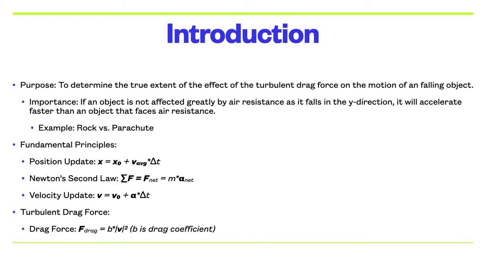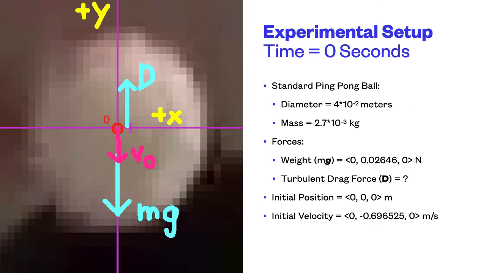The fundamental principles involved in this lab were the position update formula, Newton's second law, and the velocity update formula. The turbulent drag force was also used. This essentially says the drag force is directly proportional to the square of the magnitude of the object's velocity.